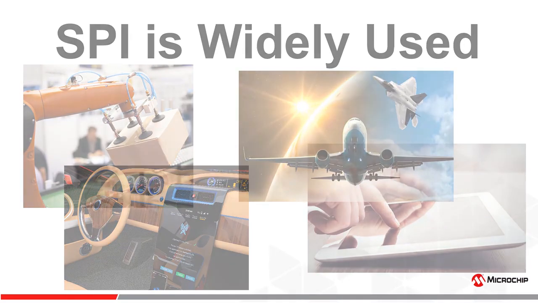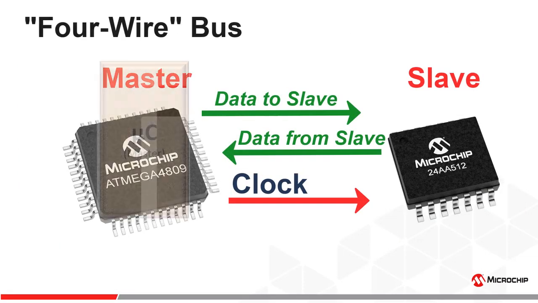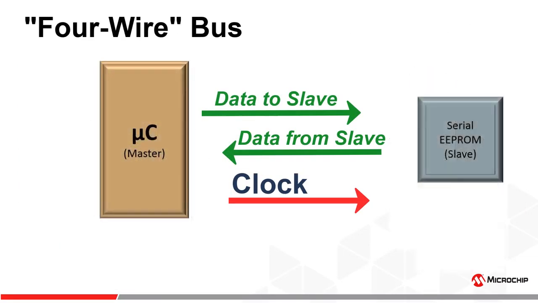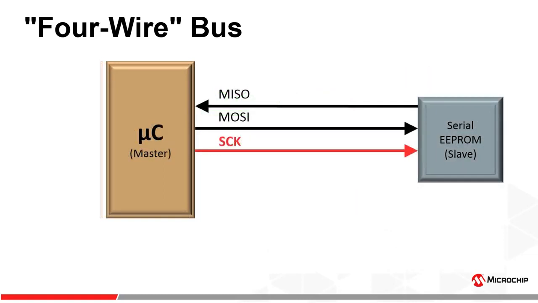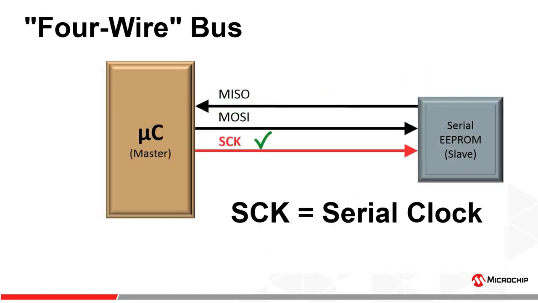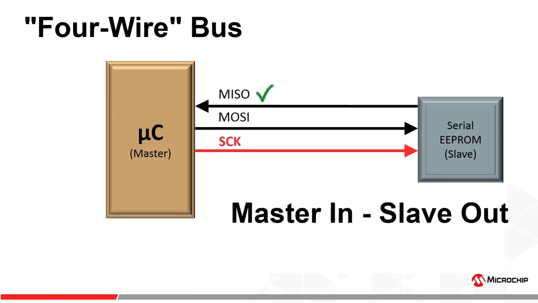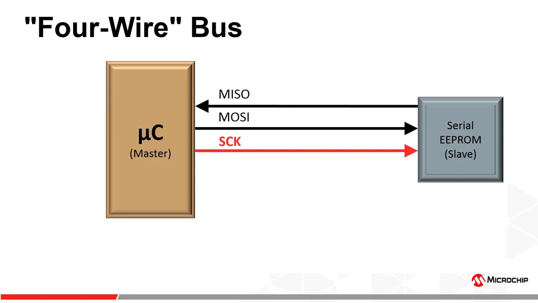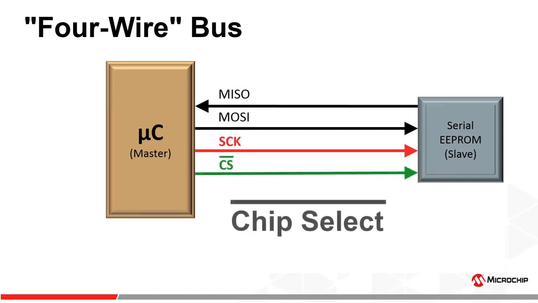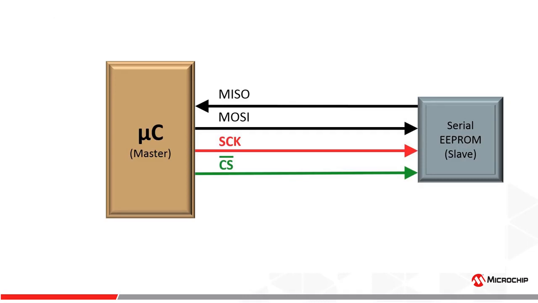SPI is also referred to as a 4-wire bus as there are 3 bus signals: serial clock or SCK, master out, slave in or MOSI, and master in, slave out or MISO. But because SPI does not include a slave addressing method in the protocol, a 4th signal, chip select or CS, is needed to select each slave.